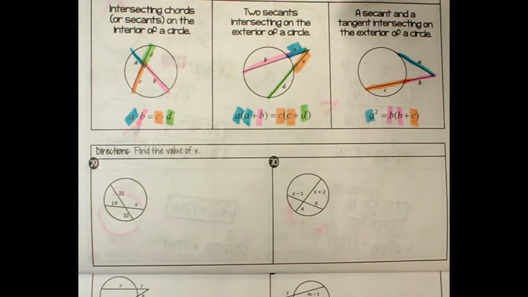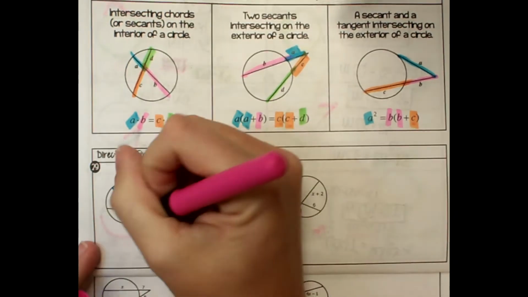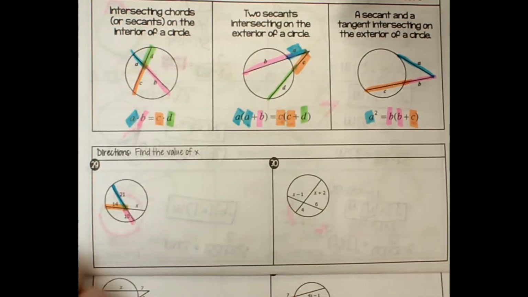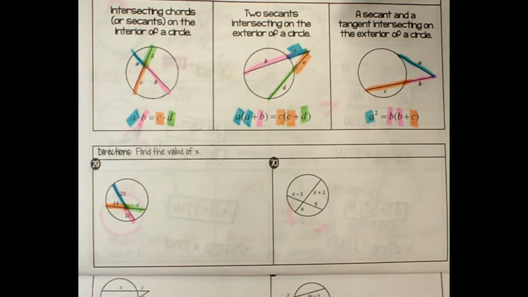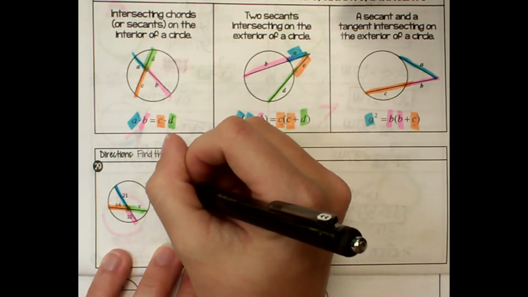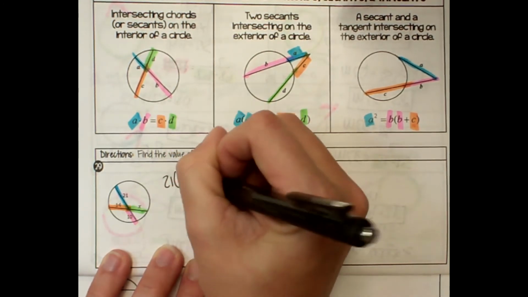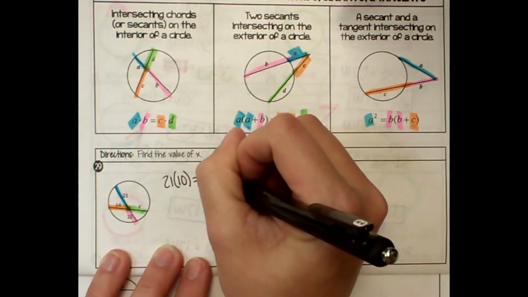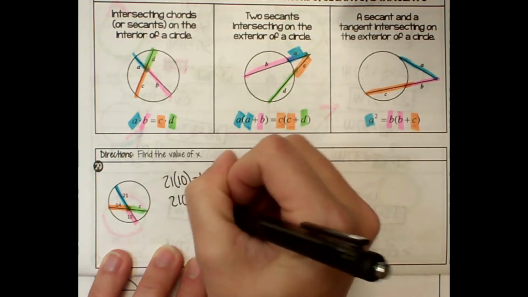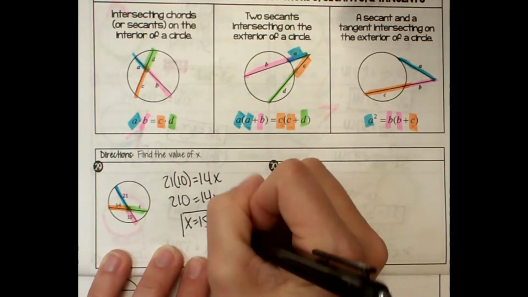Looking at number 29, we have two chords. So what we're going to have is A times B is equal to C times D. When we do our math, we have 21 times 10 is equal to 14 times x. So 210 is equal to 14x. You divide by 14, you get that x is 15.